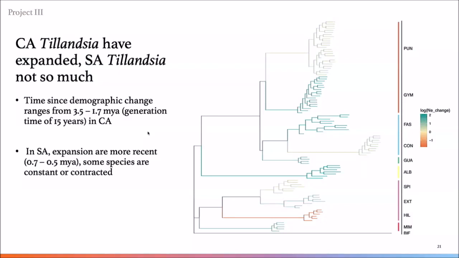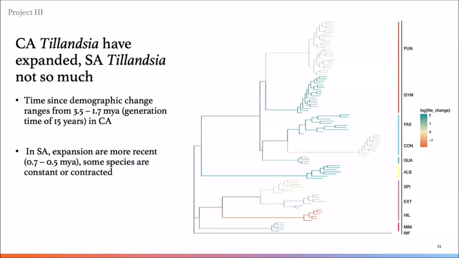How many generations ago? I'm plotting on this tree, which represents a subset of the species I showed before, with the South Americans here and the Central Americans here, how much the Ne might have changed according to these models. The bluer it is, the stronger the size seems to have increased, and if it's red, it's actually contracting. So we do see a bit of a difference between the two subclades. The Central American Tillandsias seem to be expanding quite a bit, whereas among the South Americans we have a contracting species, and some of them are expanding, but the change is not nearly as strong.